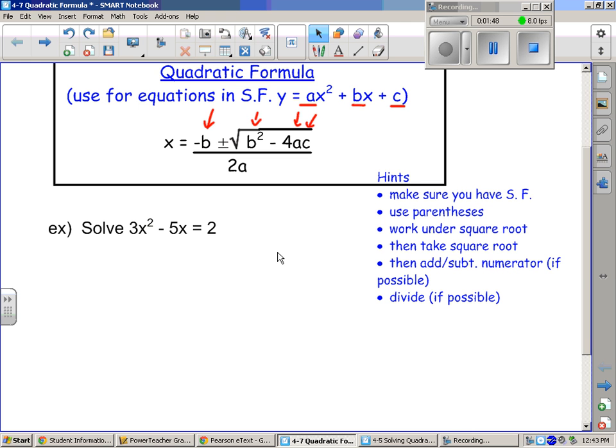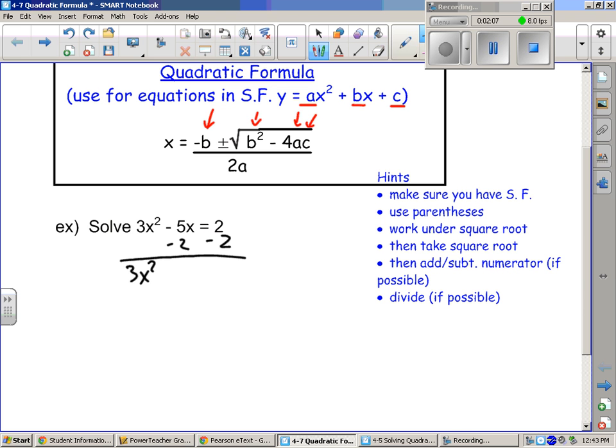All right, here we go. So, this is our A. Wait a minute, you don't have standard form. Oh my goodness, I don't. I was getting ahead of the game here. I'm so excited to use that quadratic formula. All right, so I'm going to subtract 2 from both sides and get it in standard form. 3x squared minus 5x minus 2 equals 0.